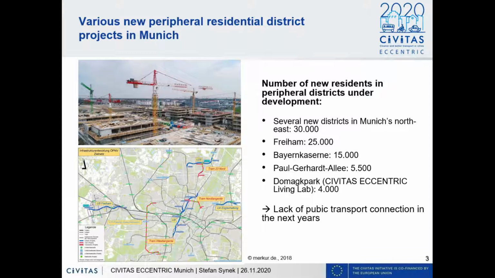The strong growth in our town leads to different new residential districts, especially, of course, in the peripheral areas. And the problem is that there is mostly a lack of public transport connection, and this also in the next years. So we are not in China. We cannot construct a new tram or subway line in 3 or 4 years. That's not possible. So we expect, sadly, a lot of car commuters because we do not have this 15-minute city that Carlos talked about. Most people go to town because there are the big companies.